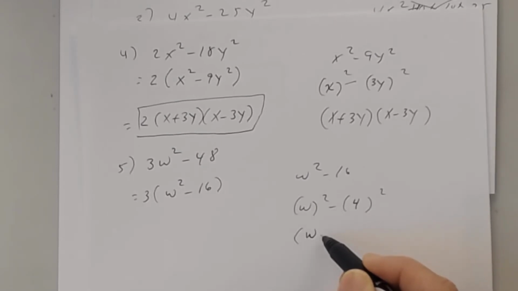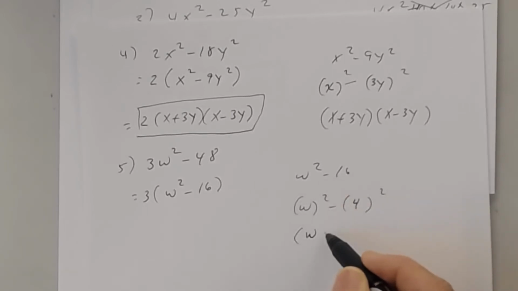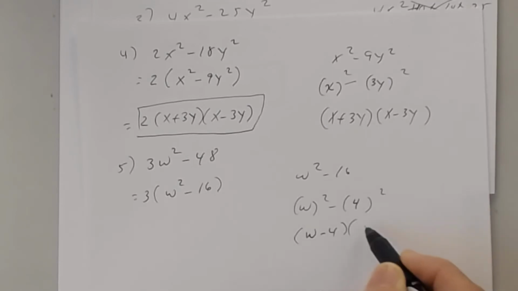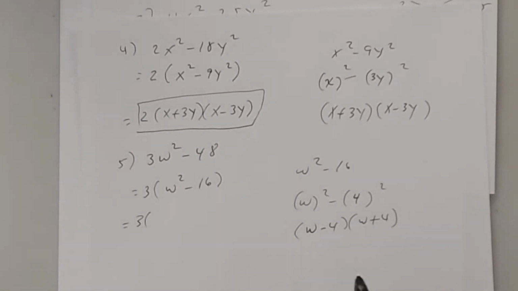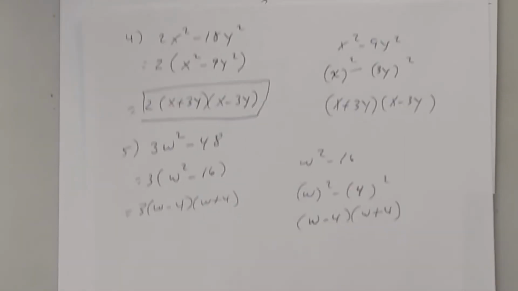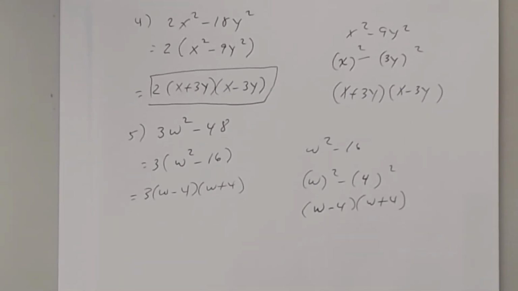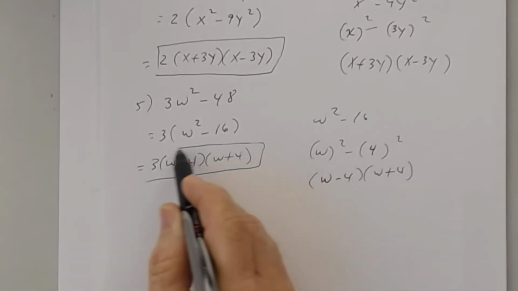So what do I get when I factor this binomial? No, I'm just looking at this binomial right now first. Sorry. W minus 4, and w plus 4. All right. Now, what's the answer? 3 times w minus 4 times w plus 4. Very good. So that will be the answer for that one.